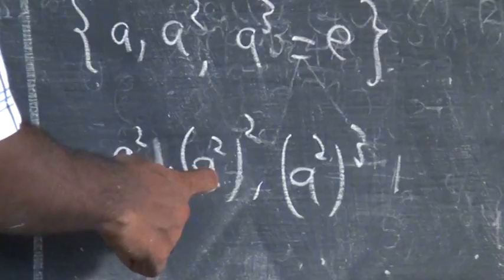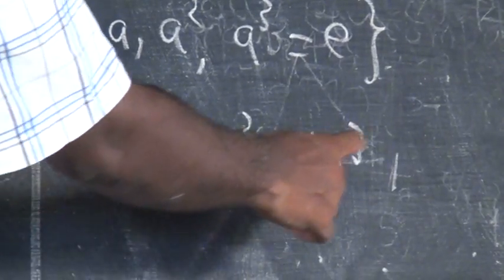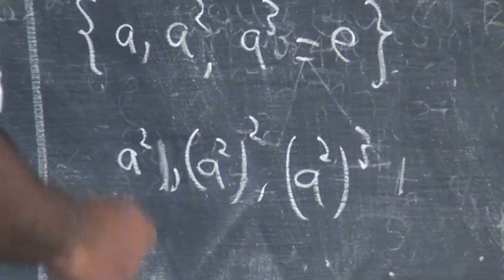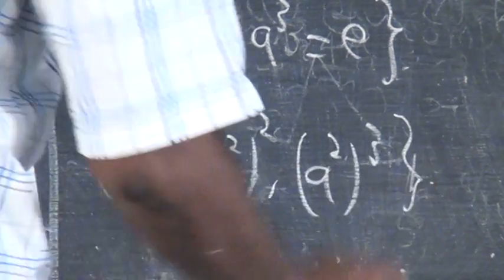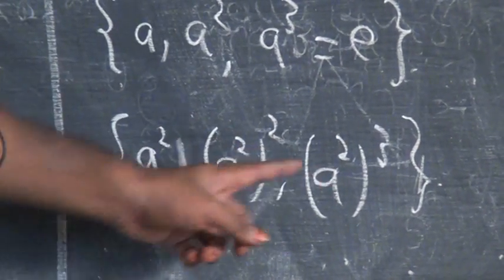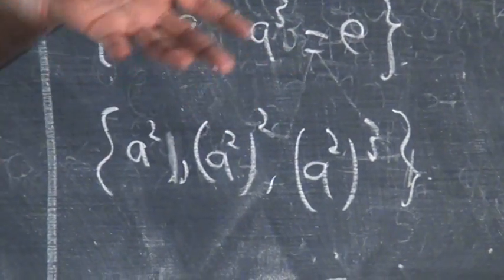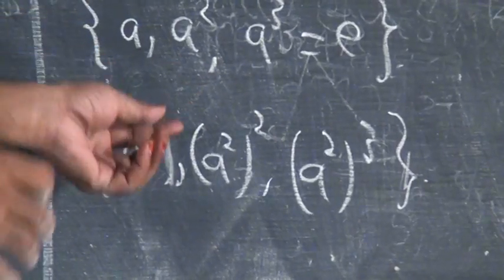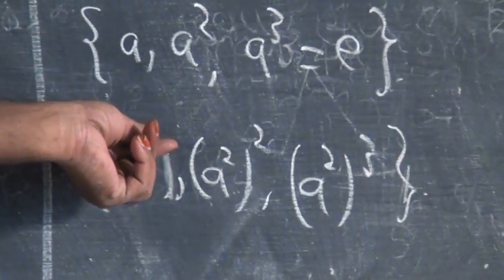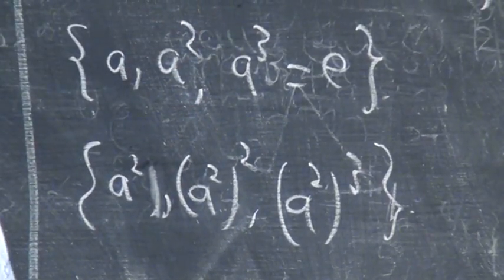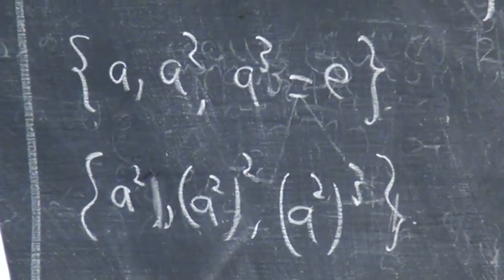Now A power 6 is identity, correct? So you can call this also a generator. So any one of them can be a generator. It's only a matter of convenience that we write the first element. You could have chosen C3 square also as a generator.